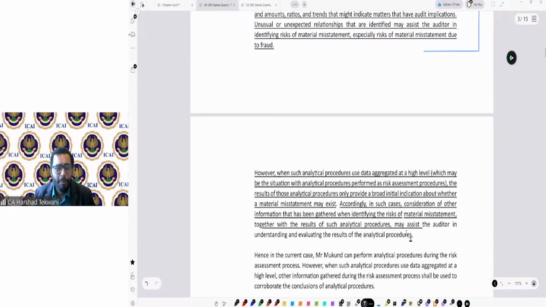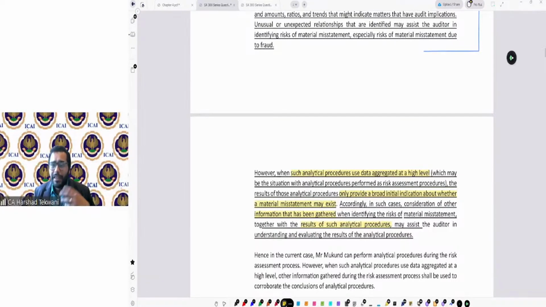Means if you are performing analytical procedures during the planning phase, and if you are using data at the aggregated level or at a very big level, such as entity level, then in that case it may not provide you that much conclusive evidence about the risk assessment. It may only provide a broad initial indication about whether a material misstatement exists or not. But you need to use other information that has been gathered to compare with the results of the analytical procedures.